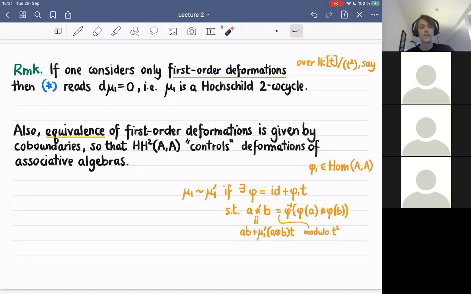It turns out that this equivalence is given exactly by coboundaries. So in this sense, the second Hochschild cohomology sort of controls the deformations of associative algebras, because the first order term is a 2 cocycle, and they're equivalent up to 2 coboundaries.